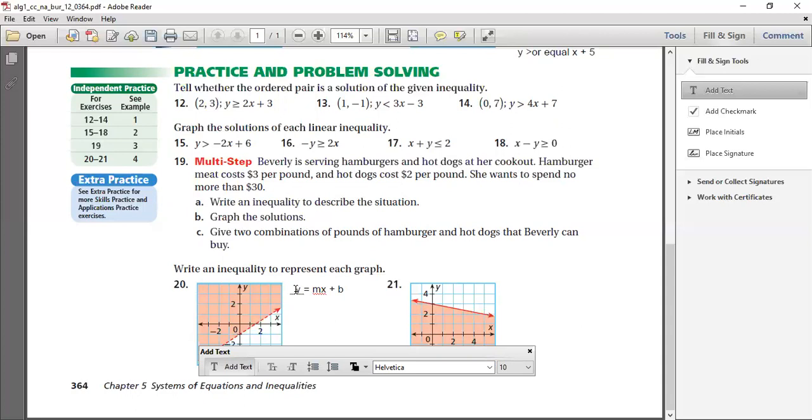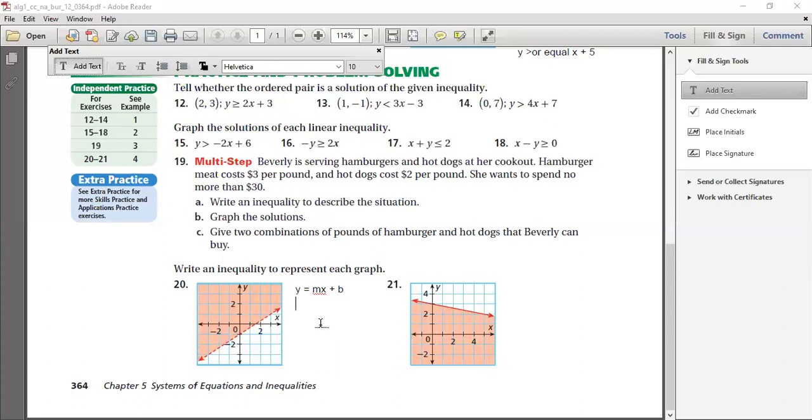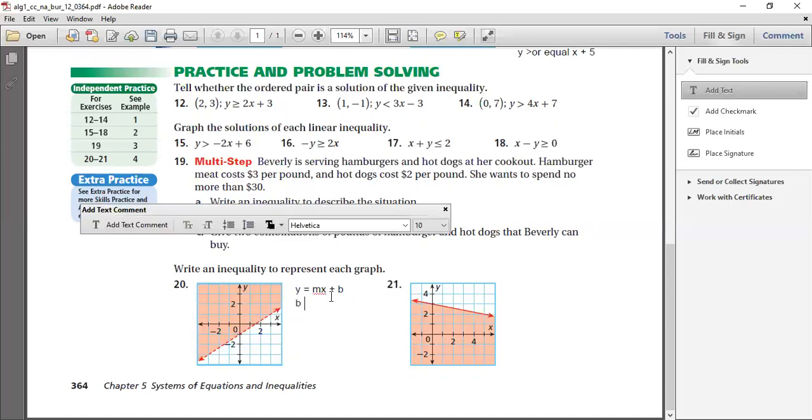Okay, are you done with question number 20? Let's see whether the answer you got and the answer which we are going to solve is the same or not. So the equation is going to be y is equal to mx plus b. Now the b, where is b? The y-intercept is, where is the line touching y? It's touching at -1. So your y-intercept is going to be -1. As you can see, this is the y-axis and the line is touching here, which is -1.